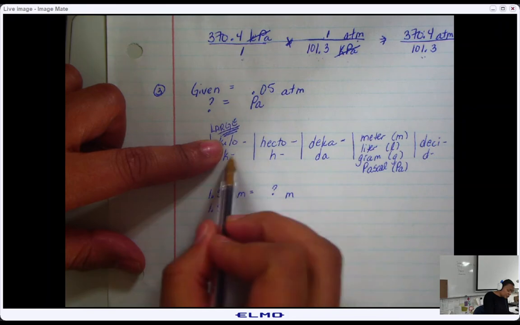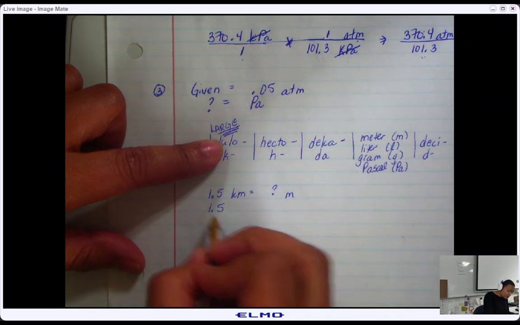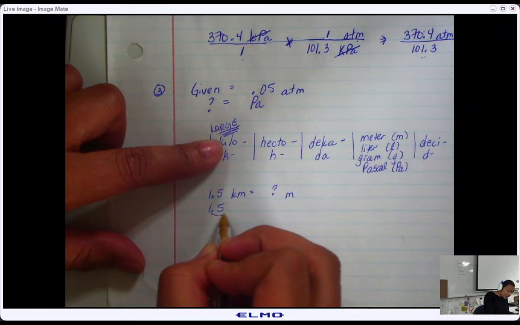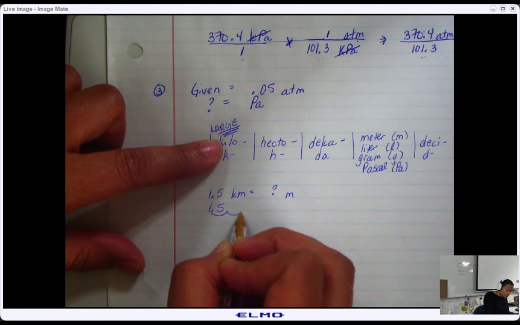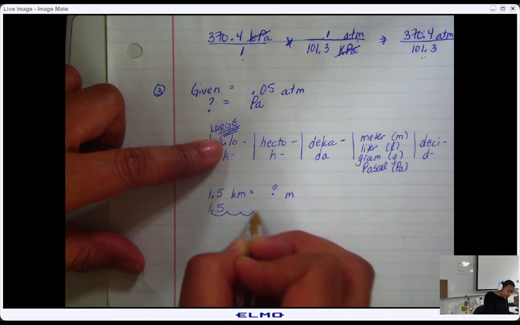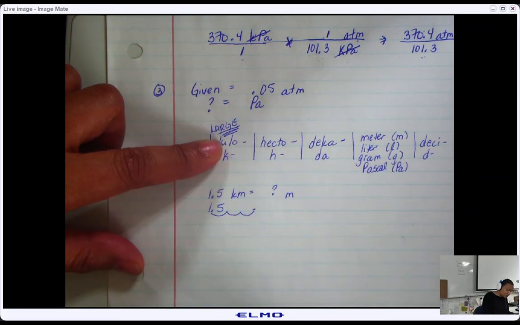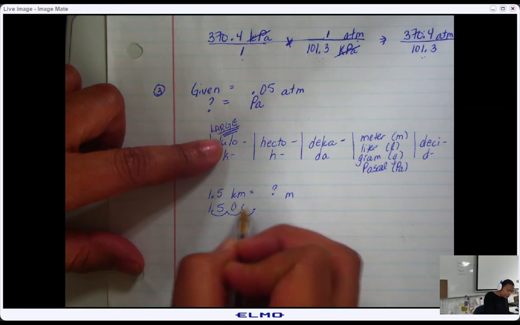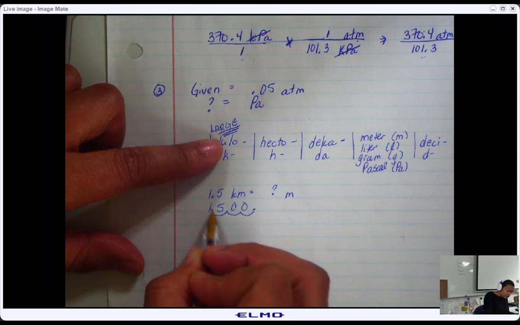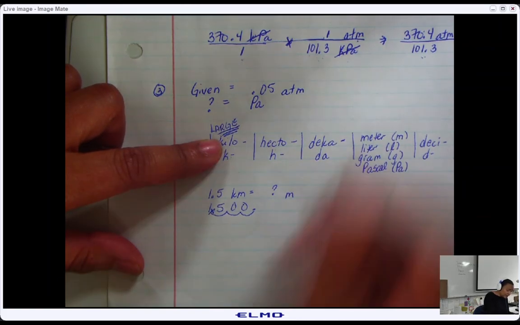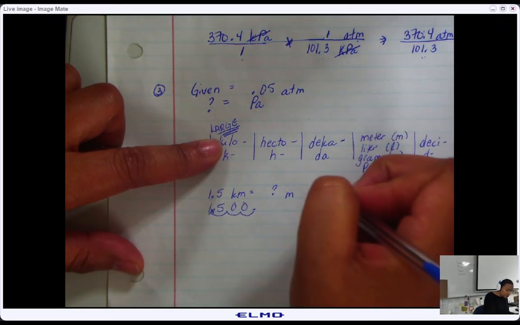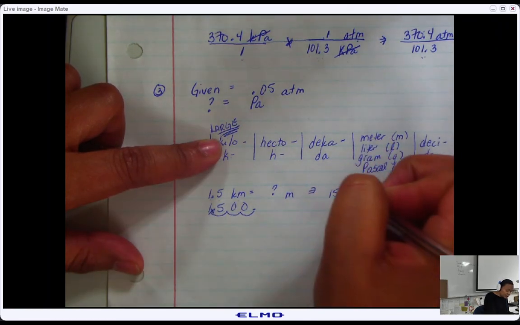So I said move 3 spaces to the right to get to meter. I need to move my decimal 3 spaces to the right. Each number counts as a space. There's 1, 2, 3. Well, there are no numbers here, but this is where my new decimal is supposed to be. So I fill it in with zeros, all right? We just moved our decimal. So that means 1.5 kilometers equals 1,500 meters.